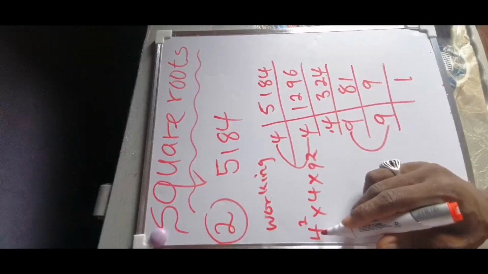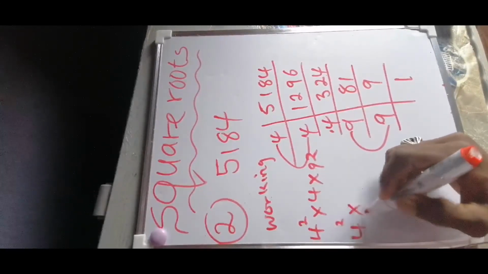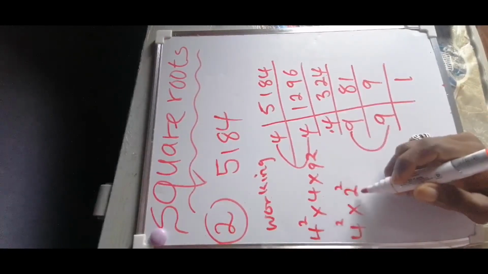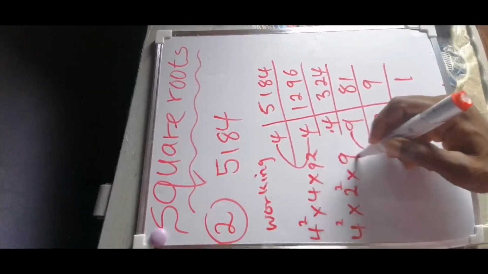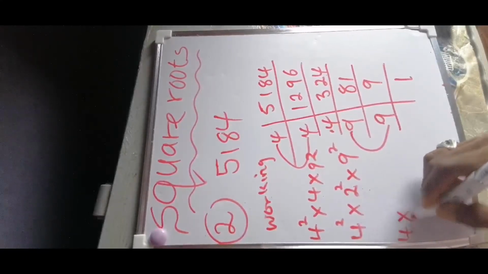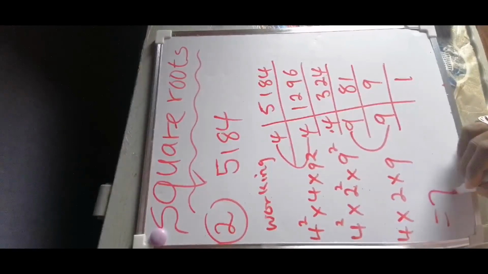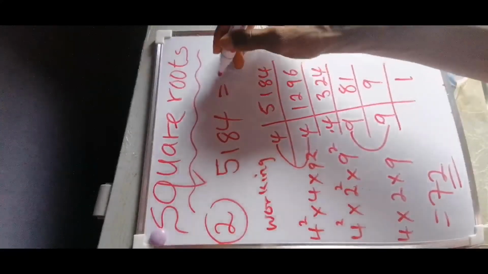So 4 square times this 4 is the same thing as 2 square, that is 2 times 2 equals 4, then times 9 square. So 4 times 2 times 9 equals 72. So the square root of 5184 equals 72.